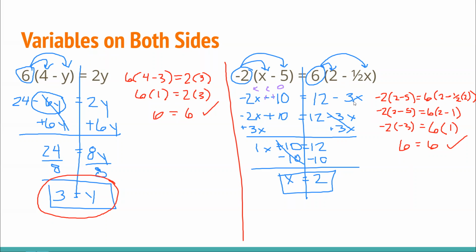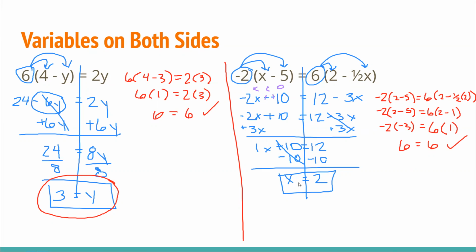Next, I wanted to combine my variables, so I decided to move this 3x over to the other side. So to get rid of a -3x, I'm going to have to add 3x. And so I did that to both sides of my equation, which got rid of that on the right side. But on the left side, I was left with a positive 1x. If I take x times 1, I'm going to be left with x.